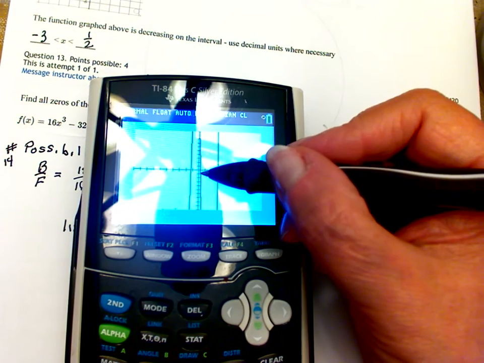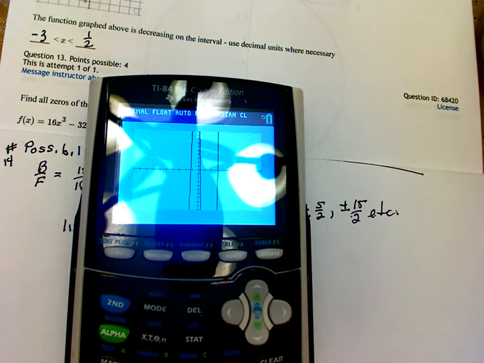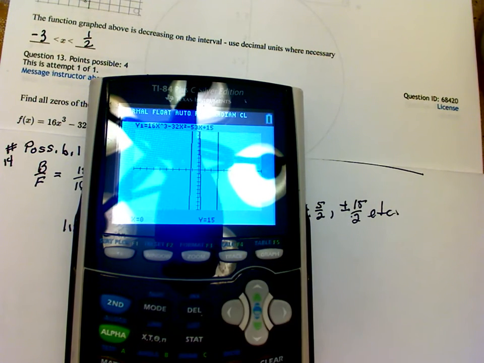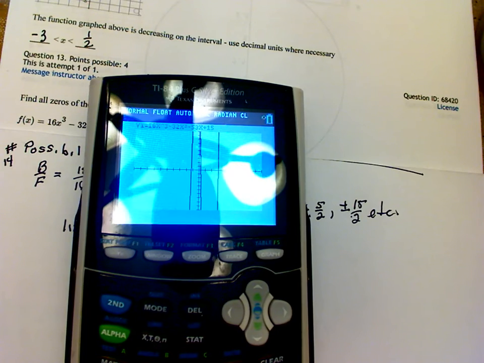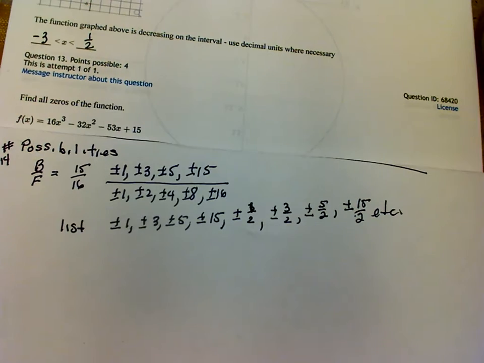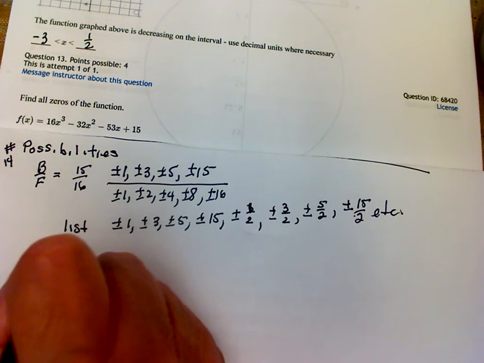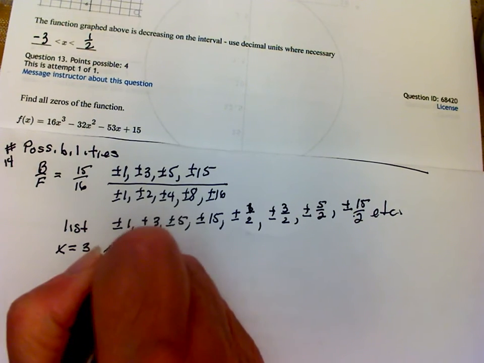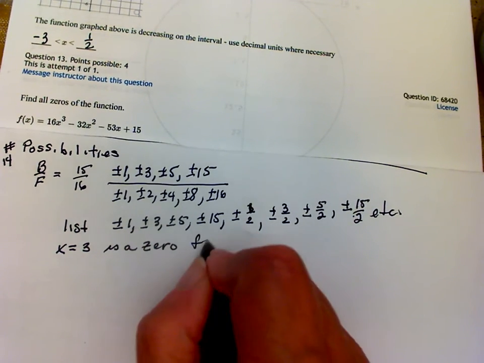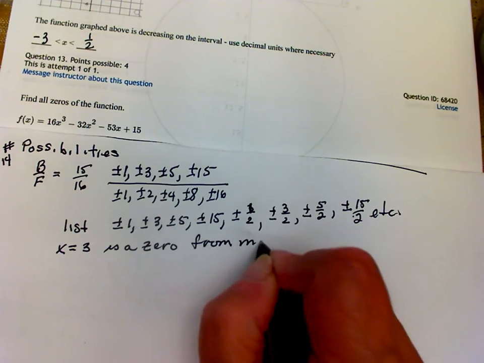And it looks like 3. And let's see if 3 is one of them. So remember, we do trace and then type in 3. And it gave me a 0. So 3 is one of them. So I'm going to start out with that guy. So x equal 3 is a 0 from my calculator.